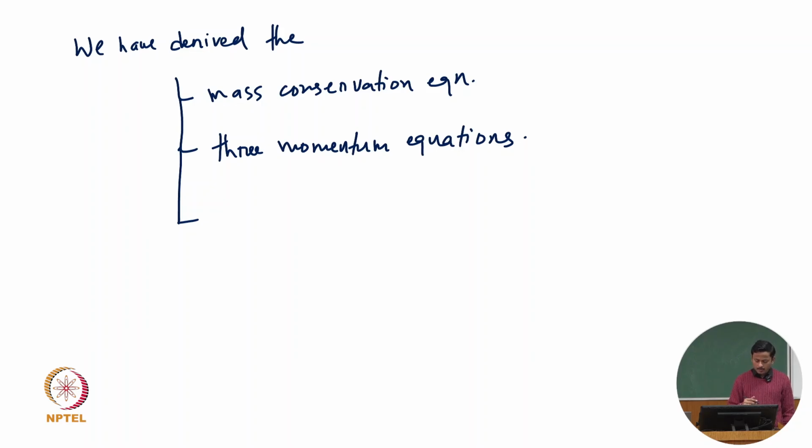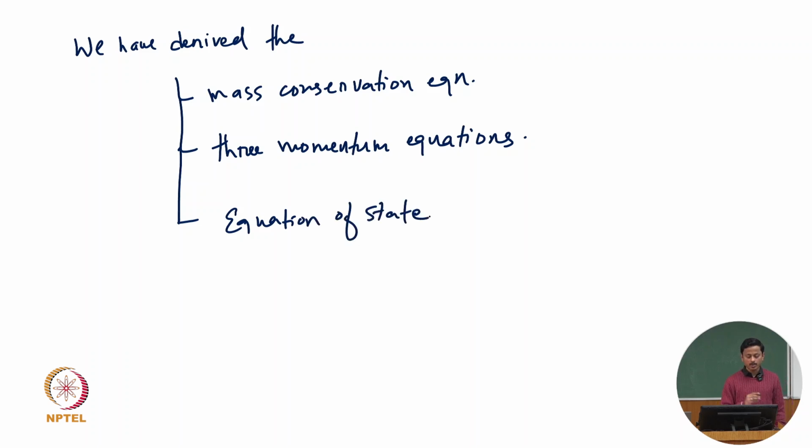We have seen that the momentum equations are changed when we are measuring from a rotating frame of reference. This is where we introduce the fictitious force, the Coriolis term, and we also had a centrifugal term. But the centrifugal term can also be clubbed into the gravitational acceleration, because that's a conservative force. So we saw how all three equations change. So we have the mass conservation equation, we have three momentum equations, and we have an equation of state.